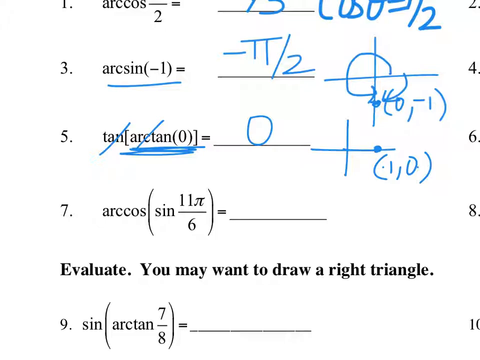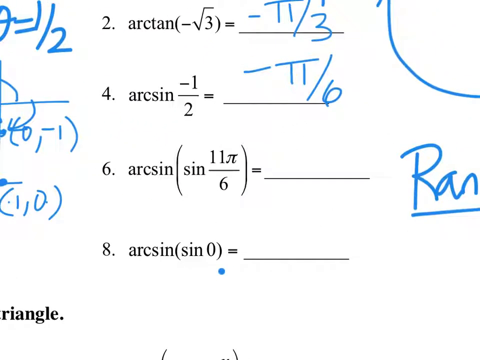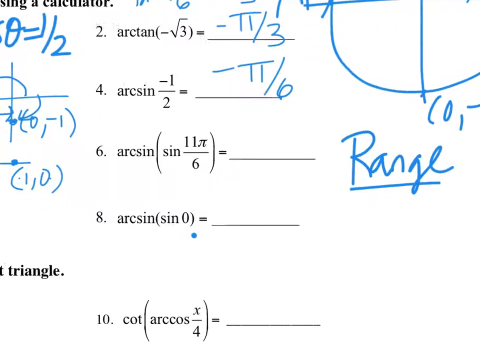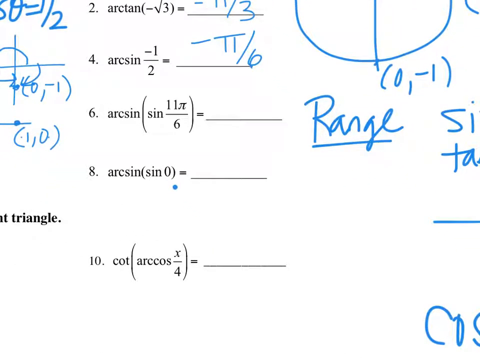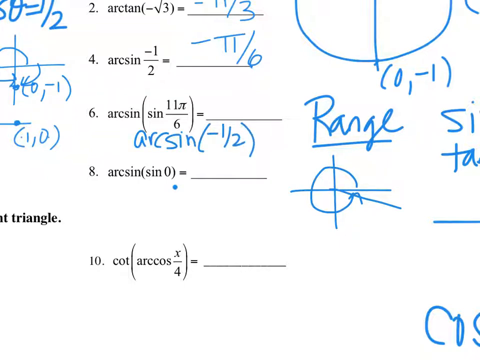All right, number 6. Ooh, this one's kind of fun if you think about it in an interesting way. Now, if I evaluate the sine of 11 pi over 6, 11 pi over 6 is way over here in quadrant 4 all the way around, okay? And I get a value of negative 1/2 for sine of 11 pi over 6. And then if I evaluate the arcsine of negative 1/2, arcsine's not allowed to go all the way around the circle. It's only allowed to go in a negative direction. So my answer is negative pi over 6.